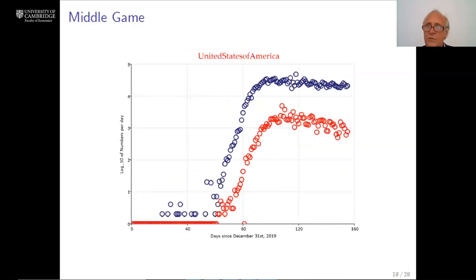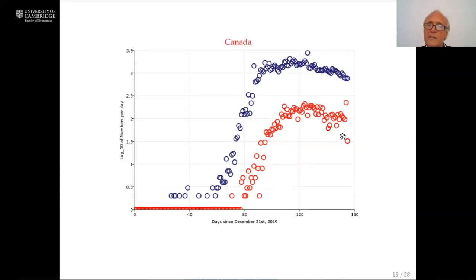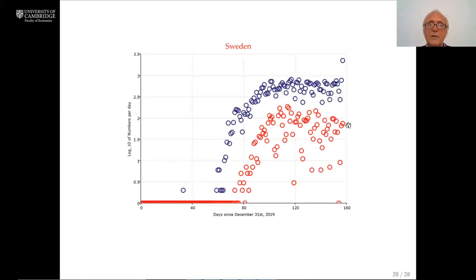The middle game, so the United States is firmly in the middle game, and it seems to be the gift that keeps on giving. We keep on getting about 20,000 cases a day, and it seems hard to detect a decrease in the peak. There is better news on the deaths front. These do seem to be firmly going downwards. Canada is similar, slightly better. There does seem to be a definite downturn in the number of cases, and similar for the deaths.